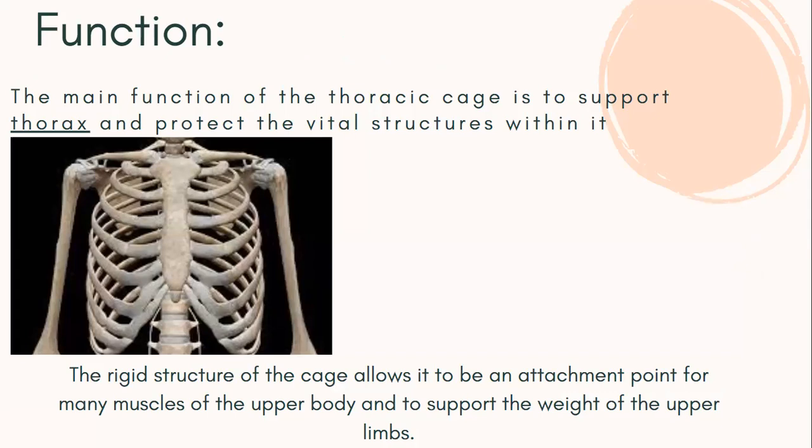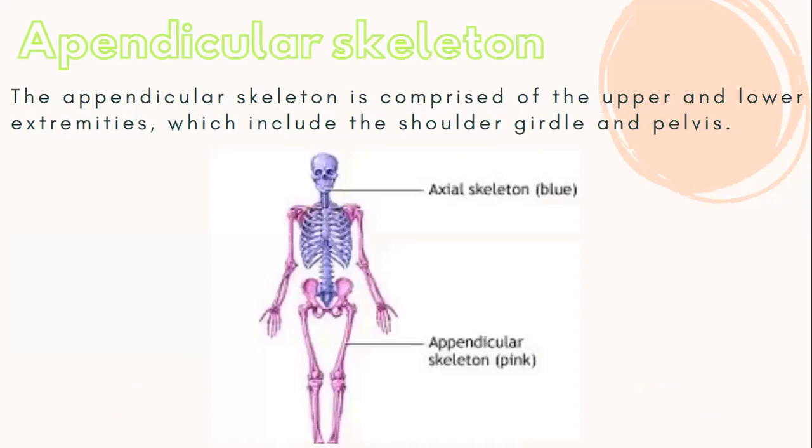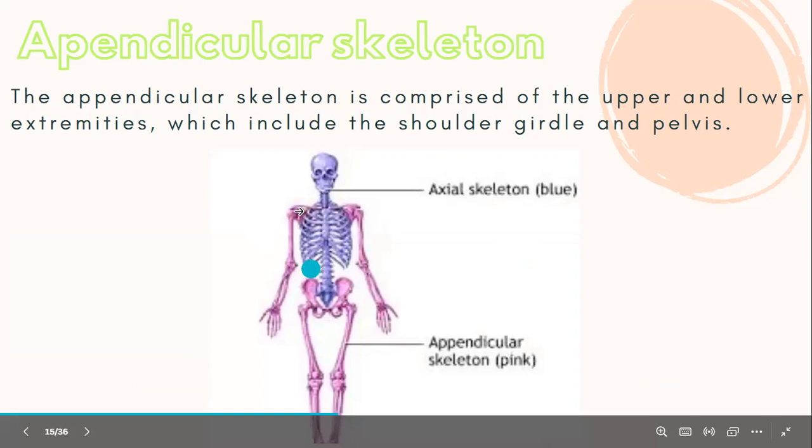The main function of the thoracic cage is to support the thorax and protect the vital structures, while the rigid structure of the cage allows it to be an attachment point for many muscles of the upper limbs. The appendicular skeleton is composed of the upper and lower extremities, which include the shoulder girdle and pelvis.